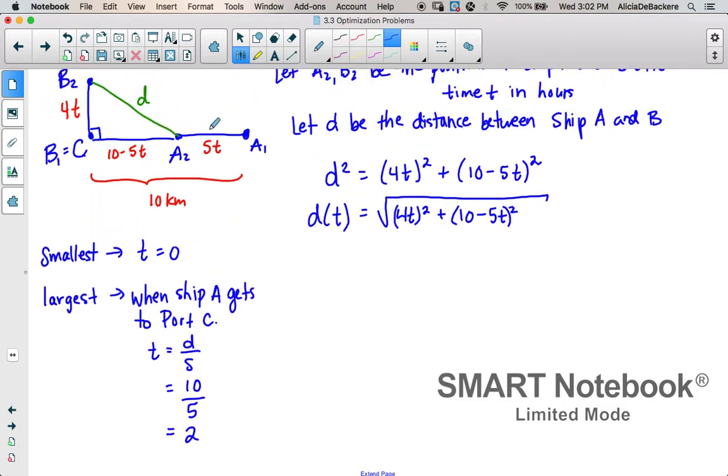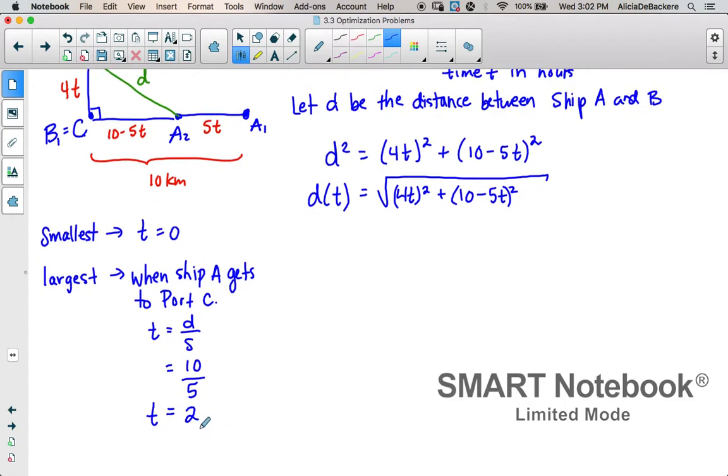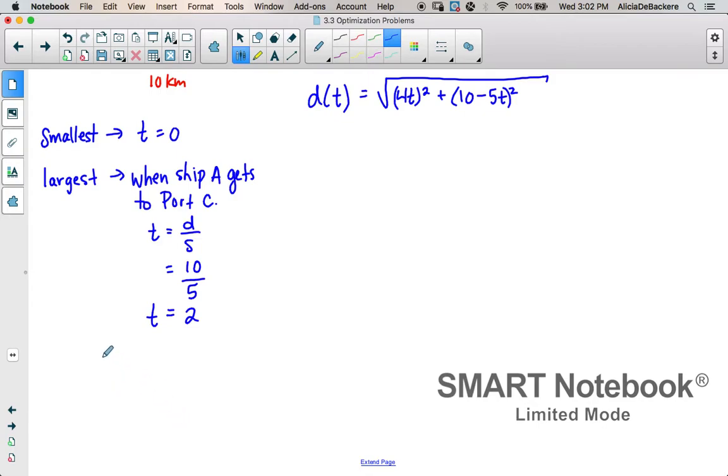And you might have been able to tell that just from this story. They're nice and simple numbers. But sometimes you'll want to be able to find that comparison. So I'm okay in a simple story if you just tell me that you're finding when ship A gets to port C, and you tell me that it's t equals 2. So we've got our domain then. We know that time is between these 2 values.